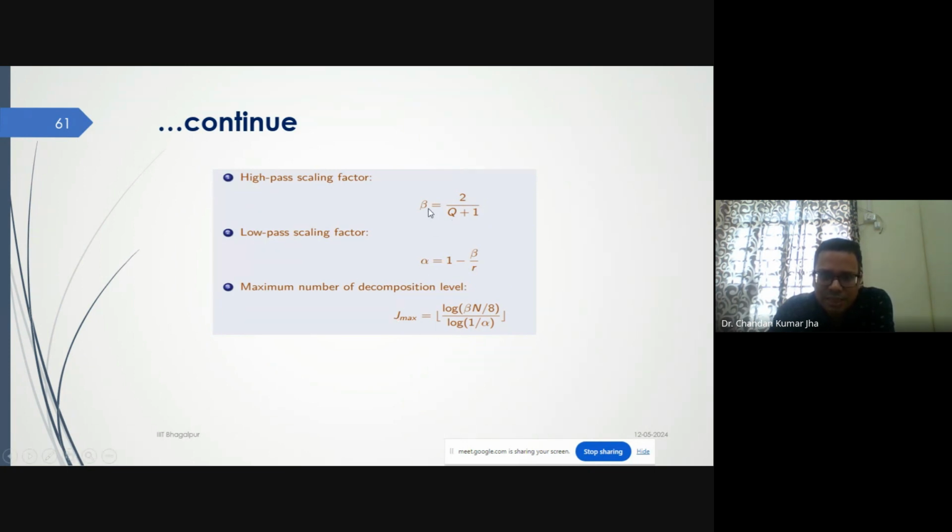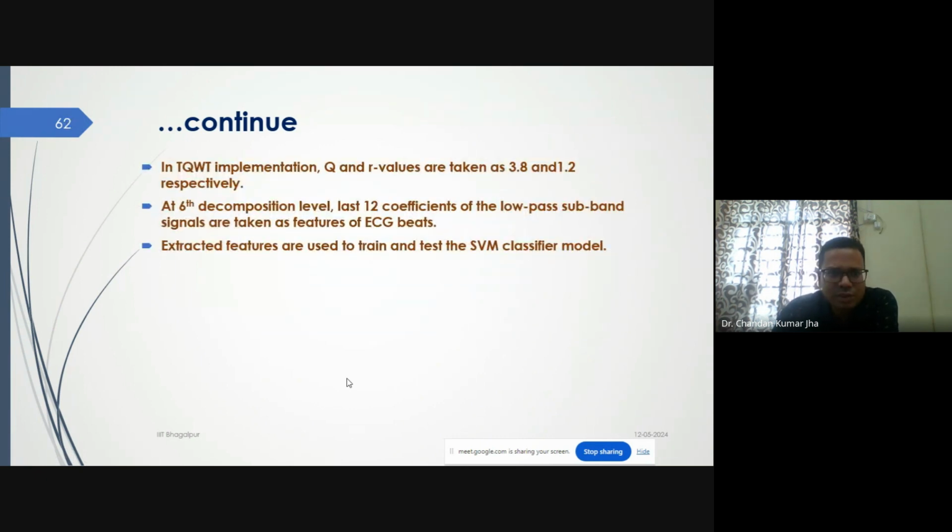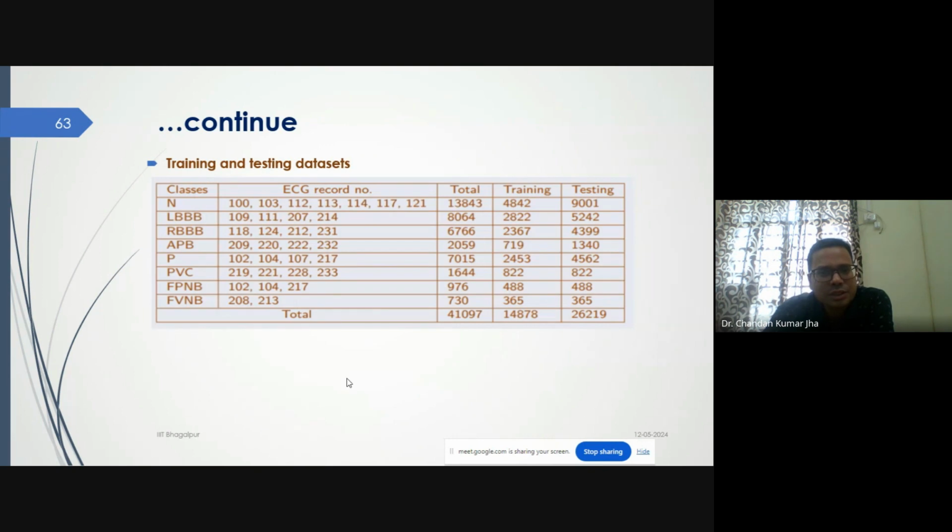So beta is the scaling factor, the high pass scaling factor, defined as 2 by Q plus 1. The low pass scaling factor is defined by this. So after TQWT decomposition, the 6th decomposition level has been used, and 12 coefficients have been used as a feature.